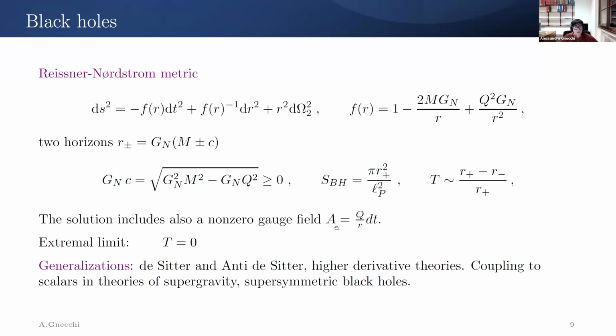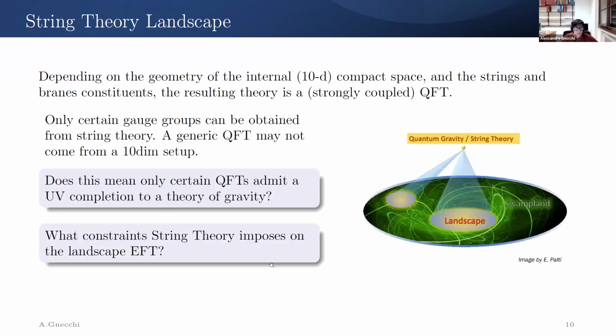There are different generalizations of these metrics, but those are the main ones. So we are now in the framework of having a theory of gravity, which is UV complete, that predicts certain low energy theories. However, the point is that not all possible low energy effective field theories with gravity can be completed back to a string theory. This is the problem of the swampland program. That is what we call the string landscape, which is the set of all the possible low energy theories that are derived from string theory.